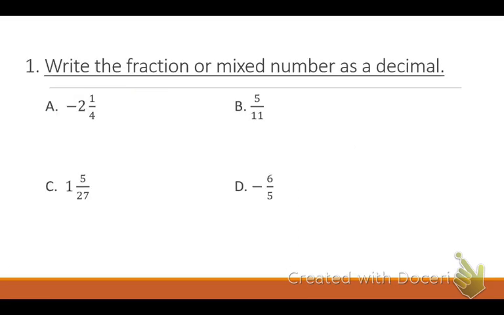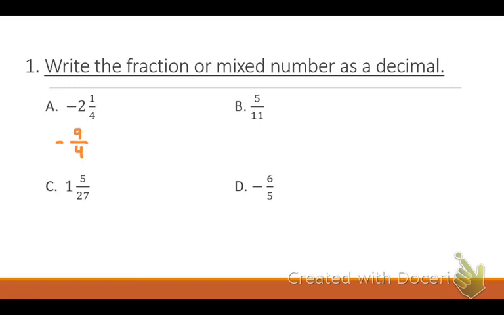First section, write the fraction or mixed number as a decimal. So here I have a mixed number, -2 1/4. How would I turn that into an improper fraction? Connor? 4 times 2 plus 1 equals 9/4. Okay, 9/4, and then is this a negative or a positive number? Okay, -9/4. Now I've got to figure out, remember when I have something as a fraction bar, does that mean I'm adding, subtracting, multiplying, or dividing the numbers? I am dividing the numbers because a fraction bar means to divide.